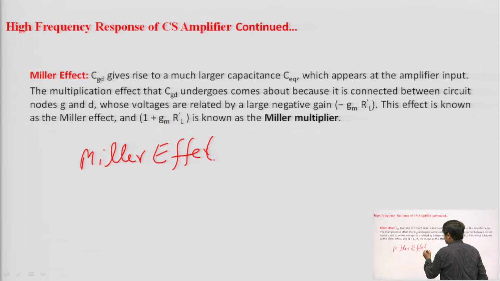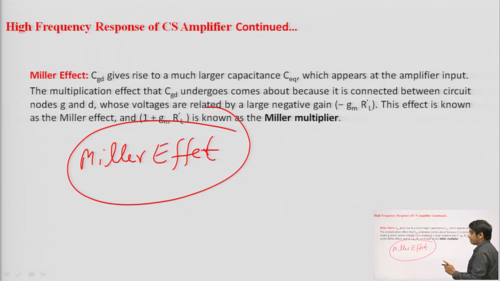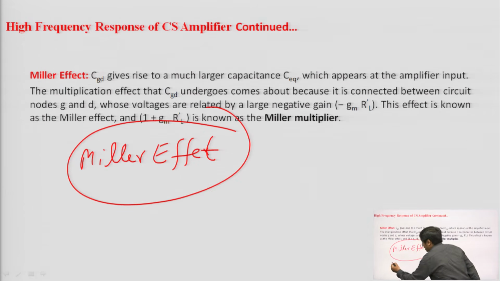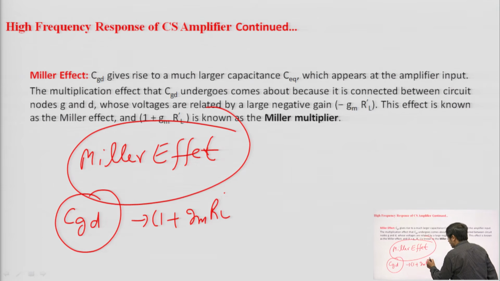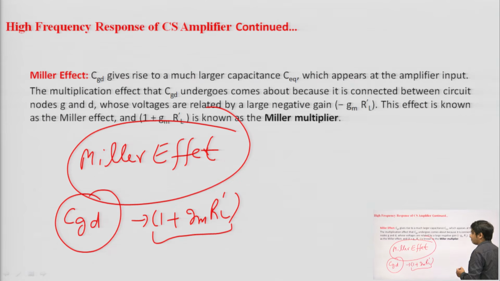Miller is the name of the scientist. So, in the Miller effect, your capacitance CGD that is connected between gate and drain is increased by the amount 1 plus GM RL dash. This factor 1 plus GM RL dash is called the Miller multiplier, and this effect is called the Miller effect. So, due to this Miller effect, the input capacitance is increased.